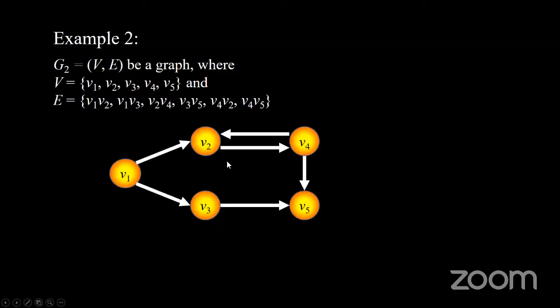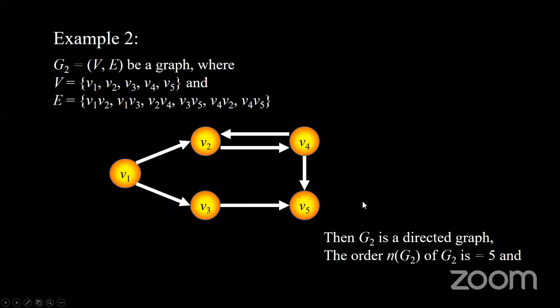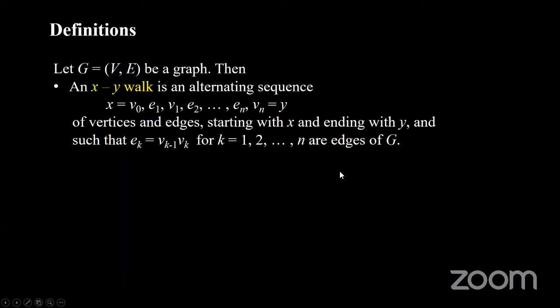So for this graph G2, it is a directed graph. Again the order is 5, and the size is 6, and the edges are usually indicated by this arrow, and that is the directed graph.